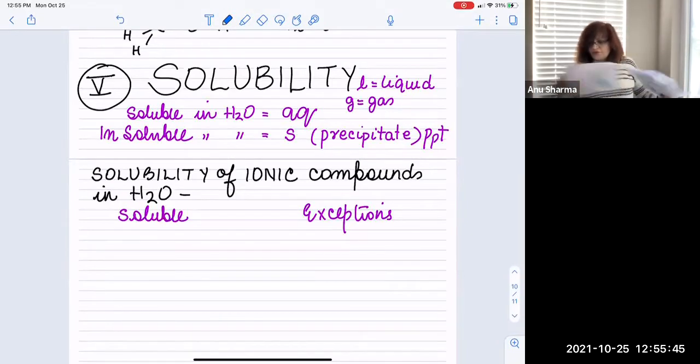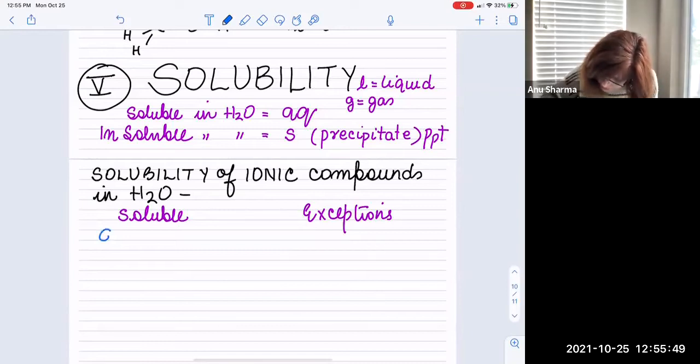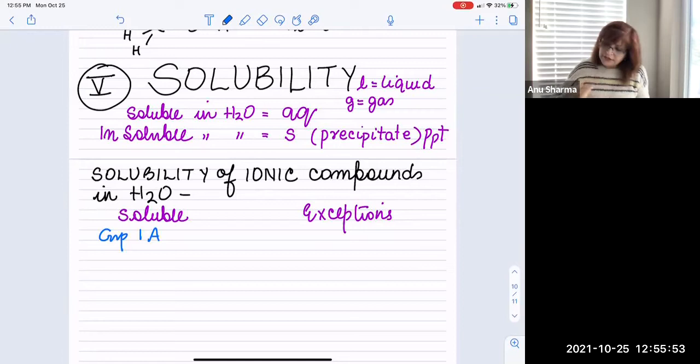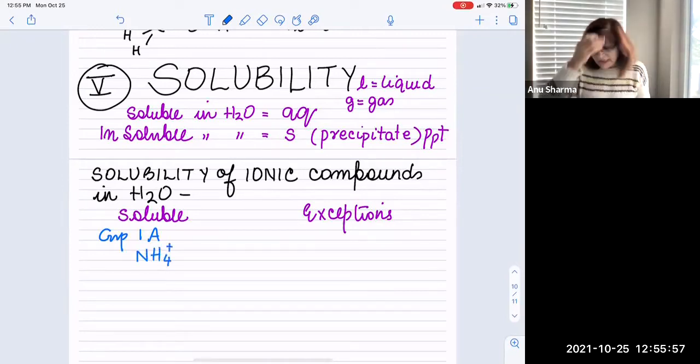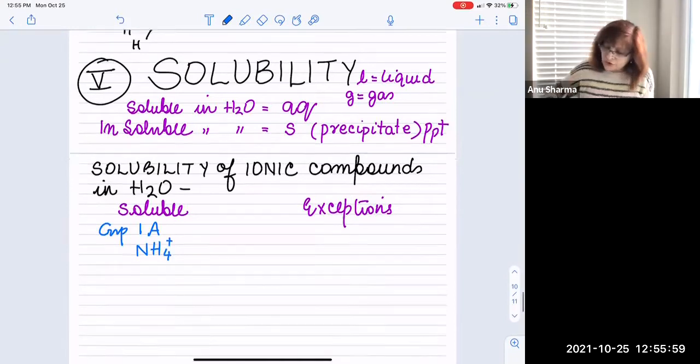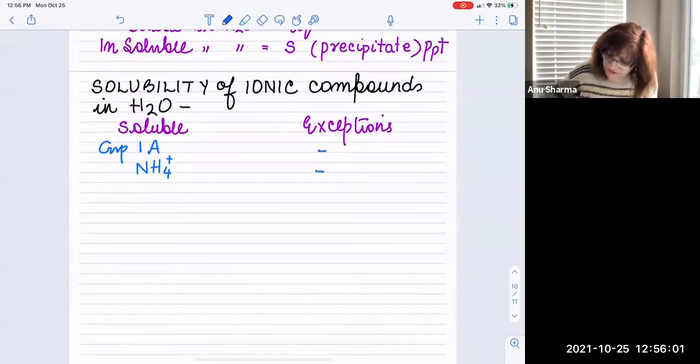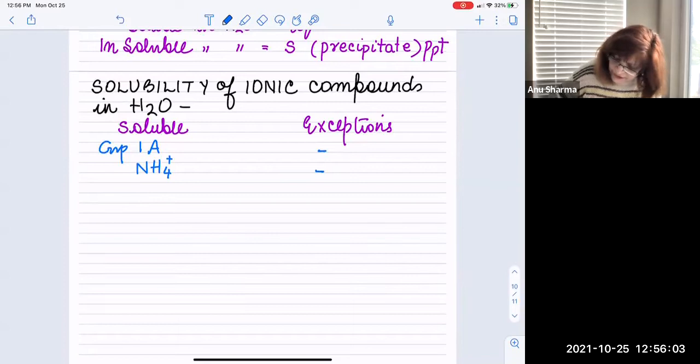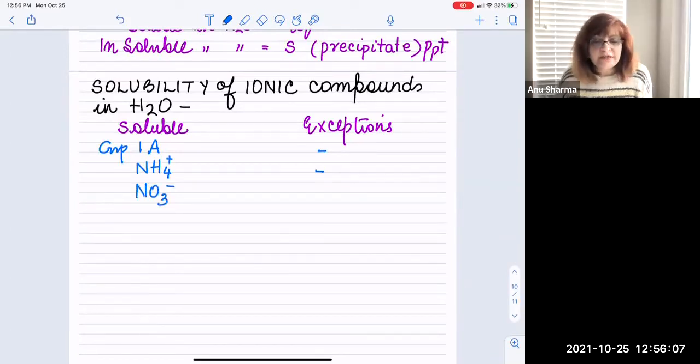All right, so we will see this now. All group 1A elements are soluble in water. Anytime ammonium attaches to something, it will be making it soluble in water. So no exceptions. No exceptions here. Anytime you have nitrates attached to any of the metals, nitrate, polyatomic ion, soluble in water.